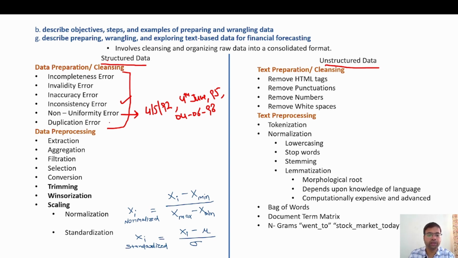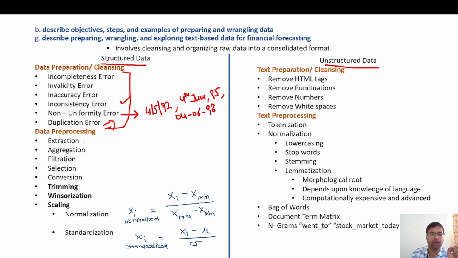Then comes the duplication error. Duplication error is when the same data is present multiple times. So in the data preparation and cleansing part, you will have to get rid of these problems, these errors in the data. Only after you remove these errors will the data be used by the machine learning model.